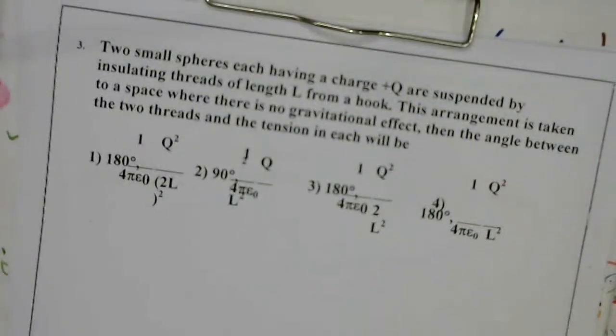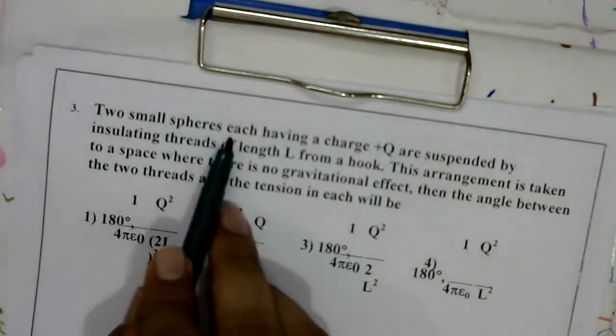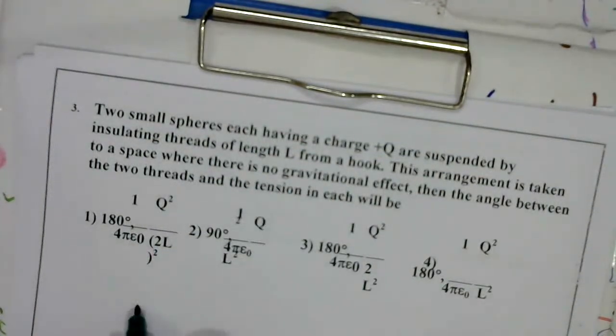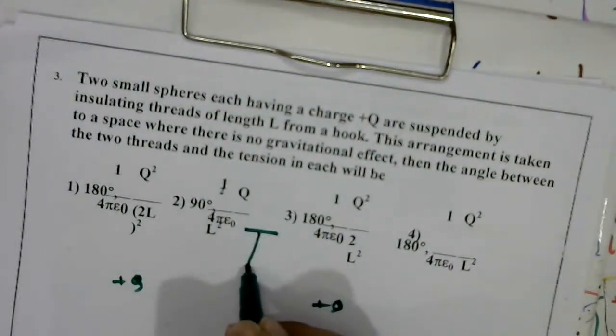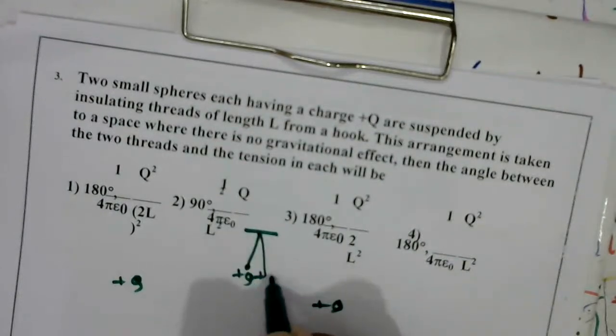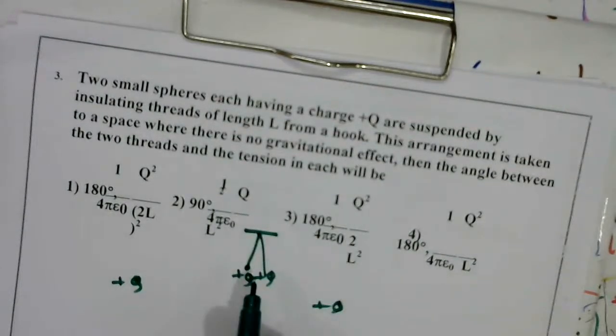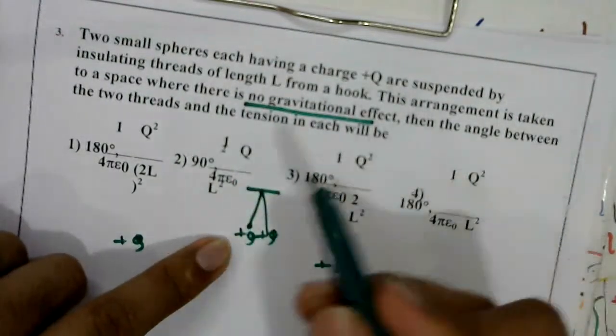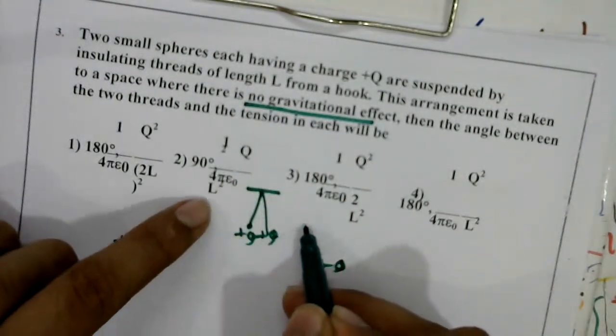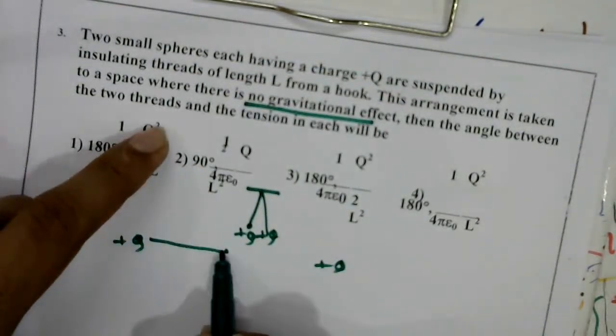Next one. Two small spheres each having plus q. This is plus q and this is the other plus q, suspended like this. Plus q and plus q, both will repel. So this will repel this under free gravity. There is no gravity force. They will repel. Finally, they will become like this.